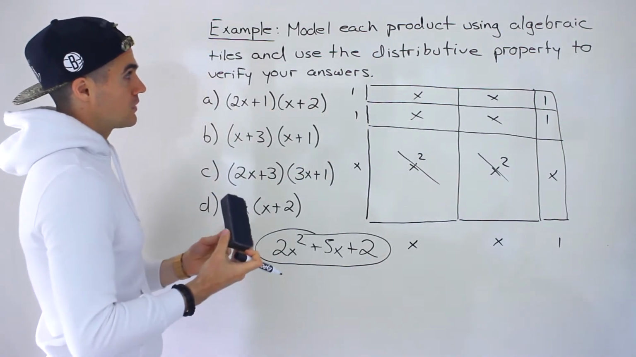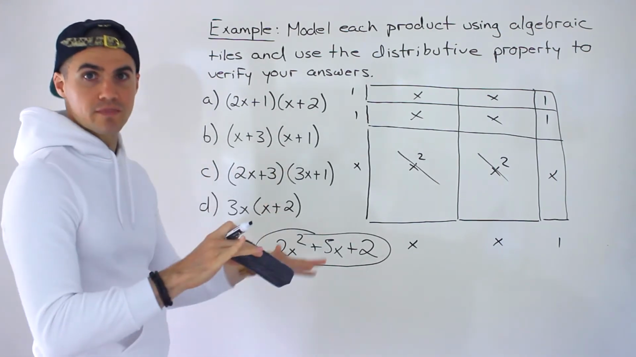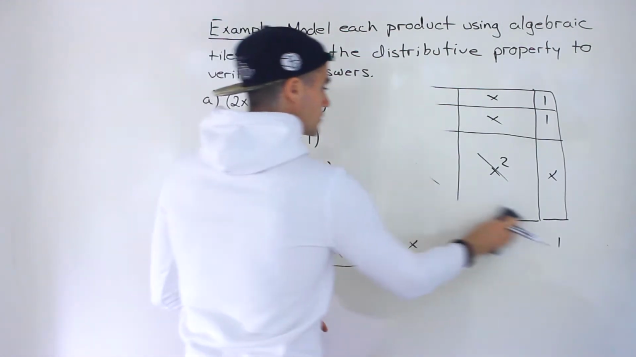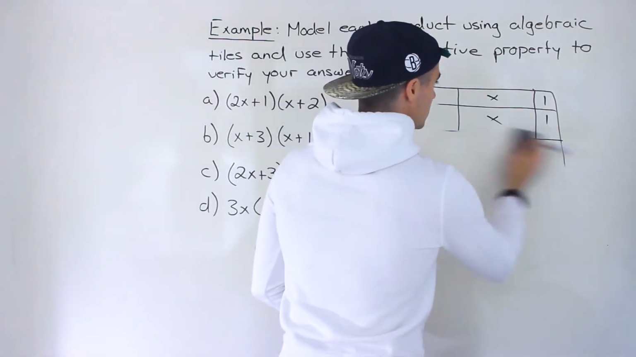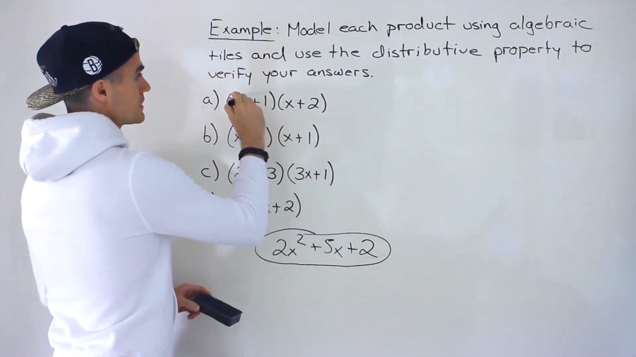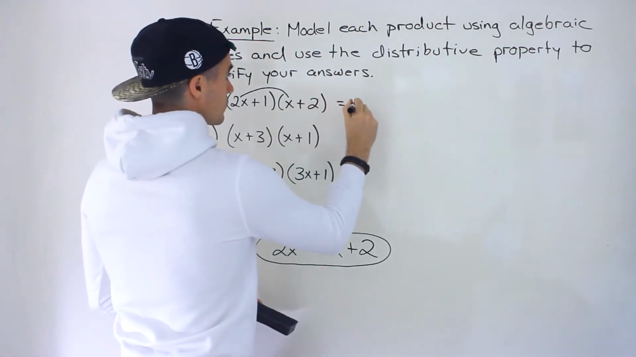Now what we got to do is we got to verify it using the distributive property, which is basically what this next section is going to be about, right? We're going to be multiplying polynomials. And so the way we could do that is we just FOIL everything out. So what we can do is we could take the 2x, multiply it by the x. So let's actually write it out in steps.